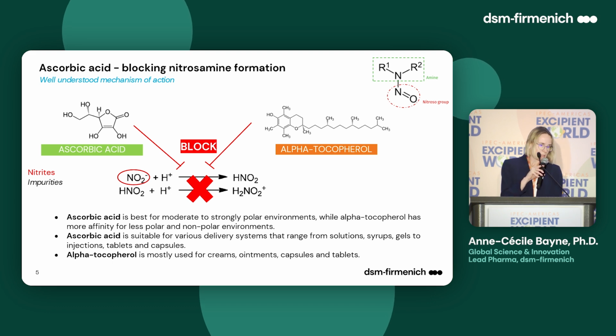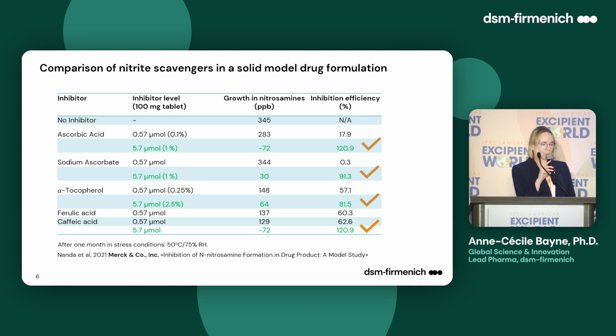Now, ascorbic acid is best for moderate to strongly polar environments, while alpha tocopherol has more affinity for less polar or non-polar environments. So they can be used in different conditions, with ascorbic acid more suitable for solutions, syrups, injections, tablets and capsules, and alpha tocopherol mostly used for creams, ointments, capsules as well, though, and tablets.